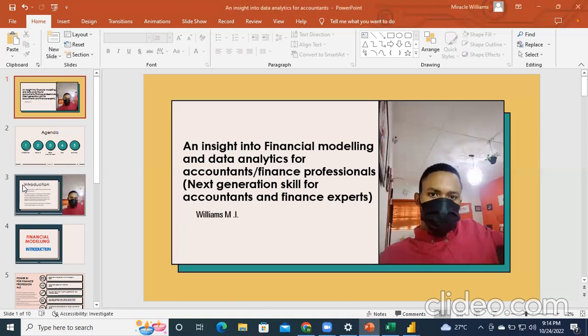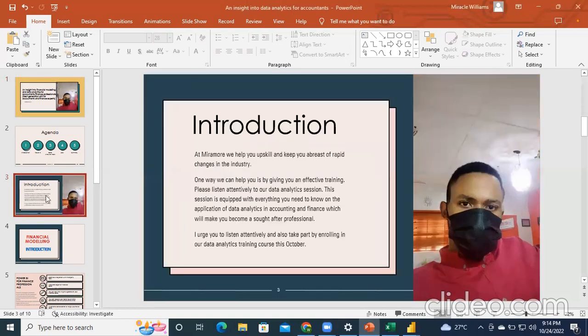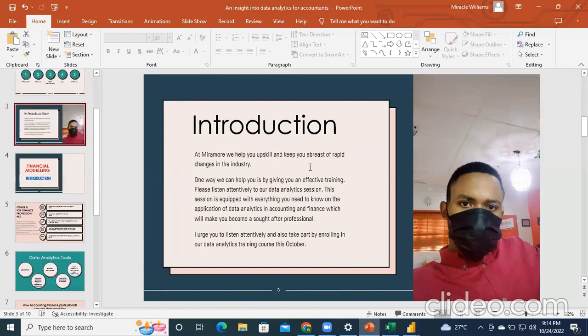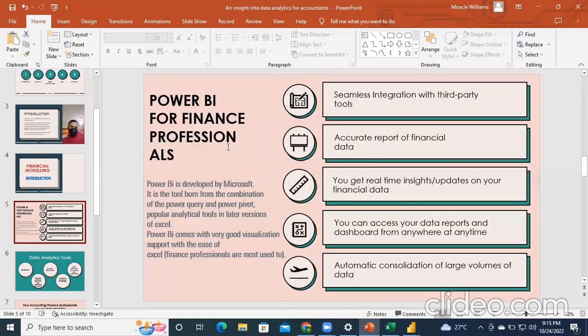So a little introduction based on that. Here in Miramar, part of what we do is guide you and give you an effective training so you'll be able to make use of these tools, which will enhance your performance and how you carry out your tasks. So part of the applications we'll be looking at in this class is an application we call Power BI. Okay, so the Power BI is here on my screen. I'm going to share it now with you. So this is the Power BI.